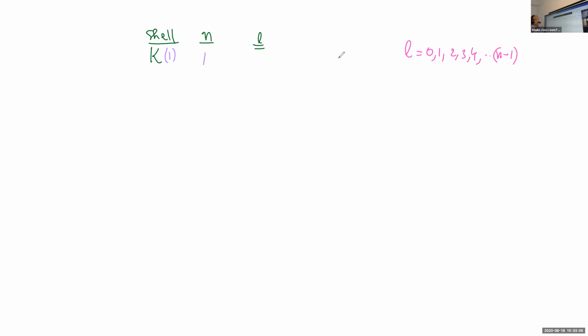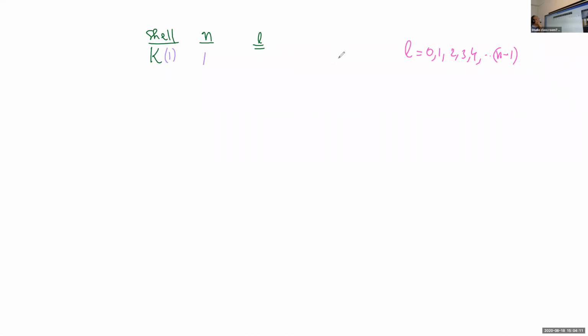These are the L values. Okay, you got it? Now you come to the K shell. Here the principal quantum number n is equal to 1. If n is equal to 1, what will be the possible values of L?